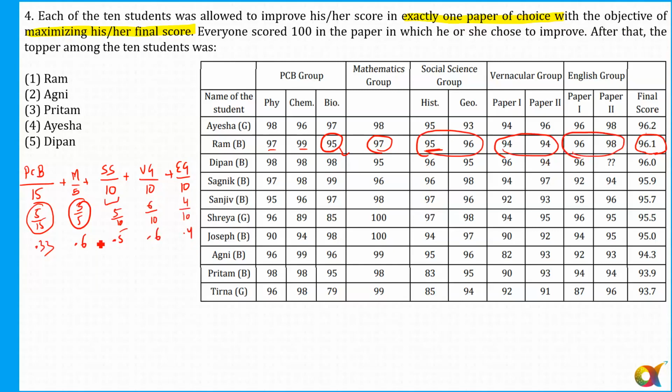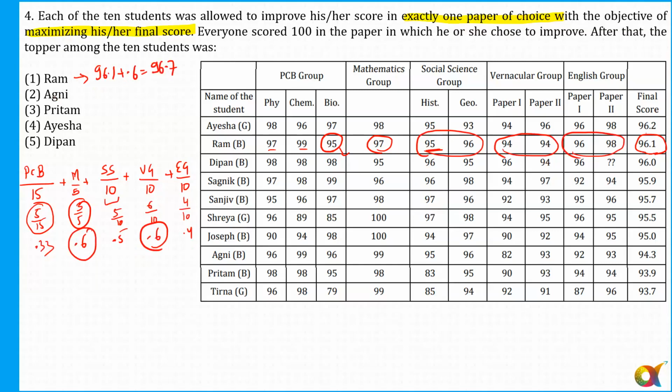So what is the maximum possible average of Ram if I take either this or this, 0.6? So the final score of Ram can be 96.1 plus 0.6, which is equal to 96.7. So this is the final score of Ram. Any doubts to anyone in this part? Please tell me now. Ayush and Sai and everyone?